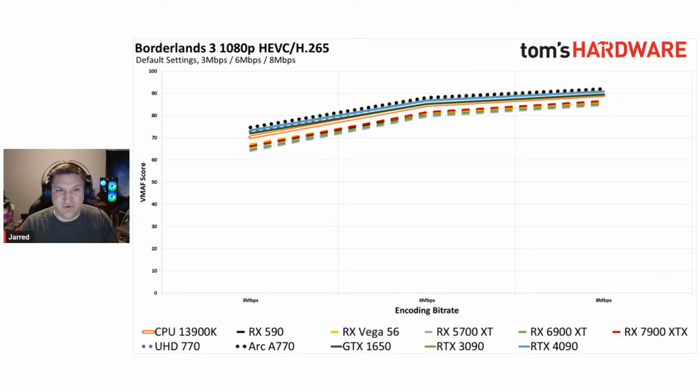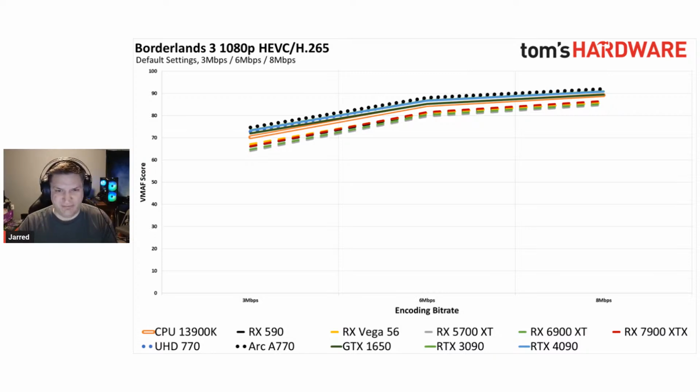But AMD is still quite a bit behind the other contenders, where the CPU with libx264 got about 70. Then Nvidia's cards range from about 73 up to 76 or so. The Arc A770 was the top performer for HEVC. Interesting. And then AV1, the quality is actually very similar.